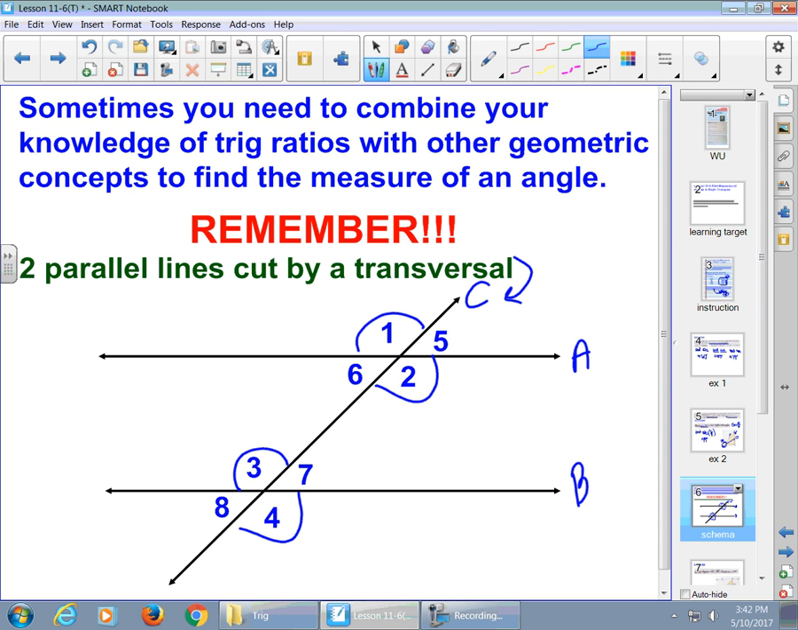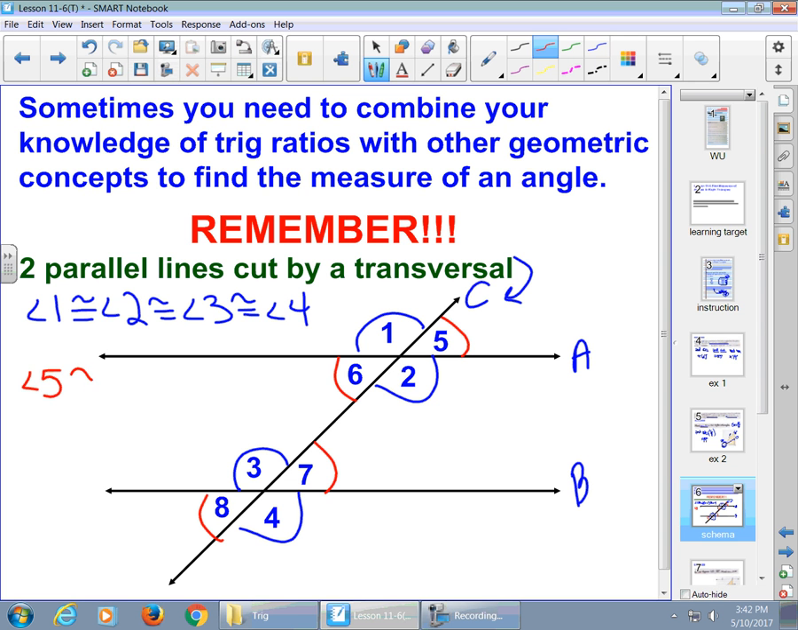All I want you to know is that you recognize that 1, 2, 3, and 4 are equal to each other. Okay, in turn, that also means that 5, 6, 7, and 8 are equal to each other. So we could say that angle 1 is congruent to angle 2, which is congruent to angle 3, which is congruent to angle 4. And then the other group of angles, we would say angle 5 is congruent to angle 6, which is congruent to angle 7, which is congruent to angle 8. All right, now, knowing that, let's go to our next example.